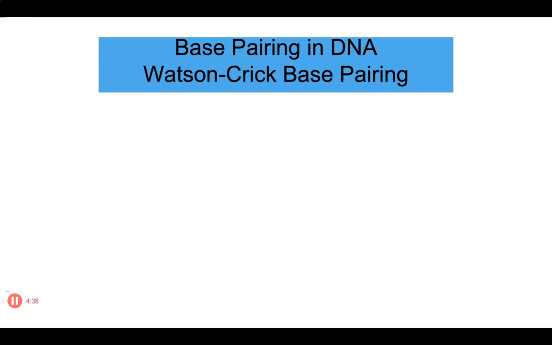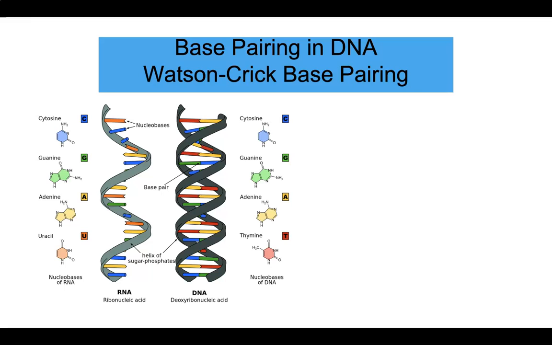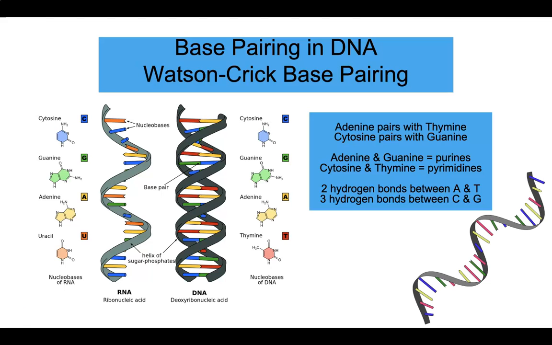Base pairing in DNA is also known as Watson-Crick base pairing. Adenine always pairs with thymine and cytosine always pairs with guanine. Adenine and guanine are both purines and cytosine and thymine are both pyrimidines.